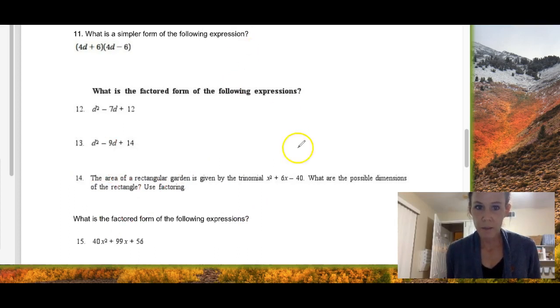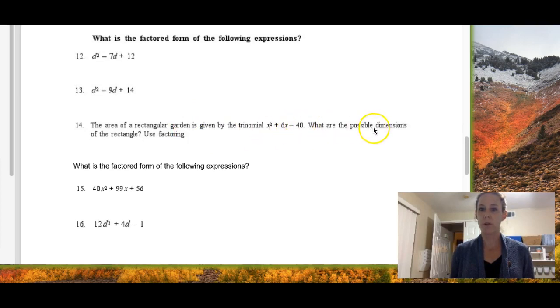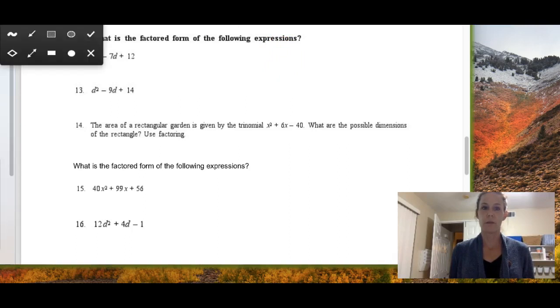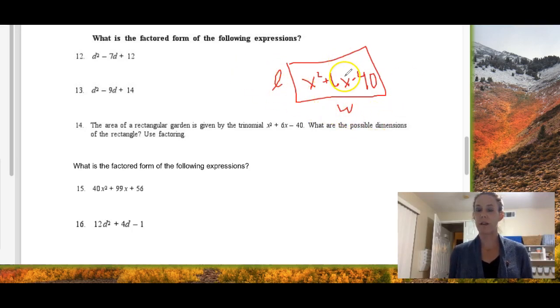All right, on to number 14. The area of a rectangle garden is given by this trinomial. What are the possible dimensions of the rectangle? So let's look. We have a rectangle, and it's a garden. We know it's length times width. Length times width is my area. So if they tell me my area is x squared plus 6x minus 40, I have to figure out what were my lengths and widths. So what two things did I multiply together to give me that area?